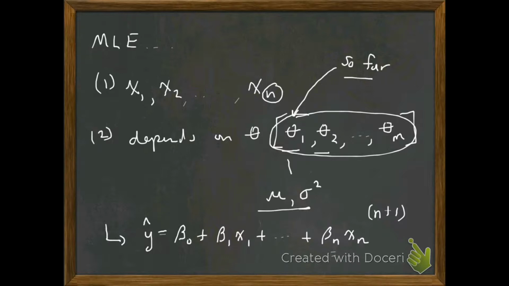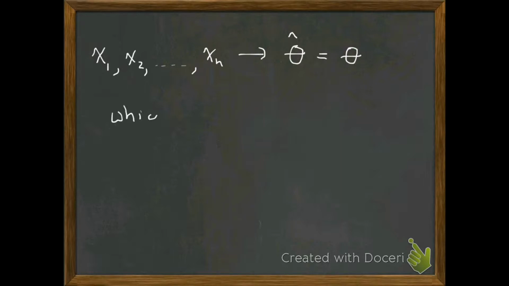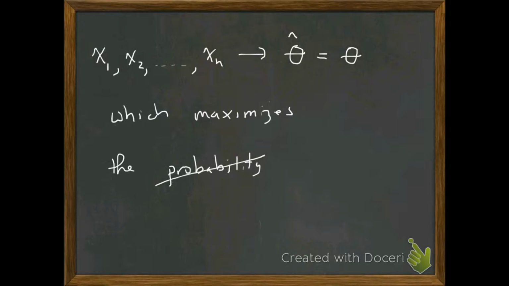All right, guys, so let's get real formal here. Again, we've got our data. And ultimately, what we're trying to do here is find the estimate of our parameter which maximizes the probability, not really, I should say maximizes the likelihood of getting our data.